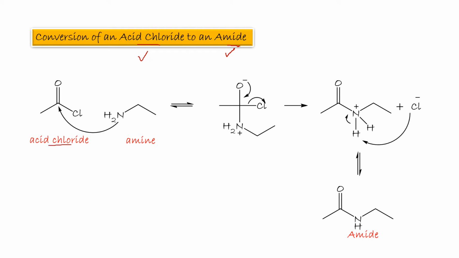So acid chloride with amine, first step again, nucleophilic addition, forming the tetrahedral intermediate, elimination, followed by proton transfer to furnish the amide.